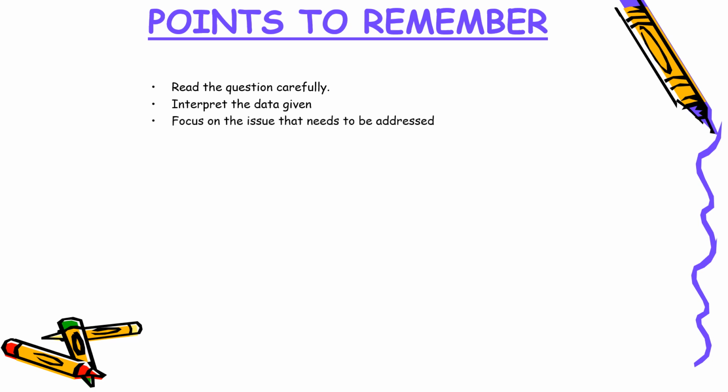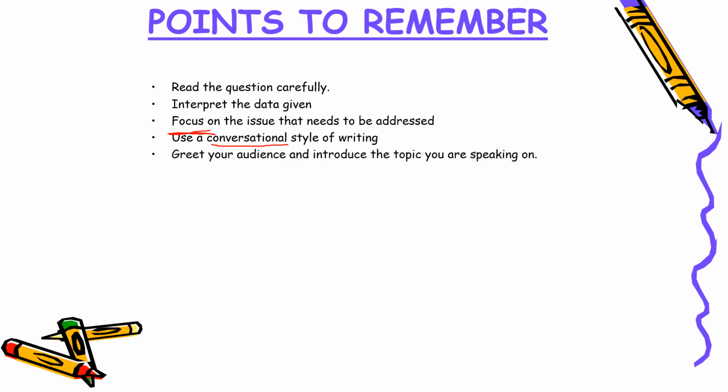Don't lose your focus. So, focus on the issue that needs to be addressed. Your focus should be on the topic, on the issue on which you are writing the speech. Use the conversational style. Now, what is this conversational style? It means that, though your speech is being read by somebody checking the paper, it should be indicated that it is in a conversational style. Then greet your audience and introduce the topic you are speaking on.